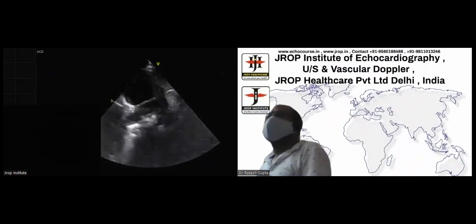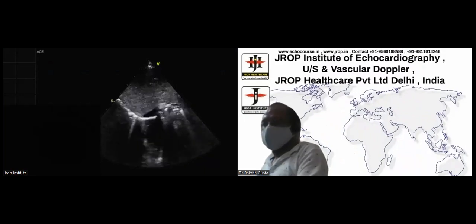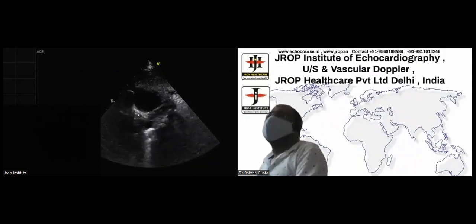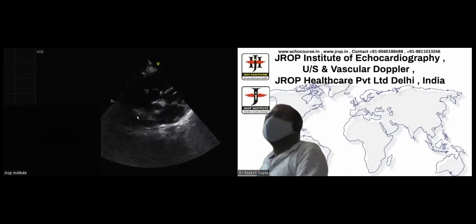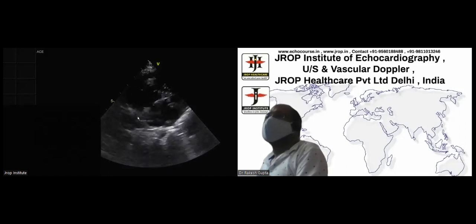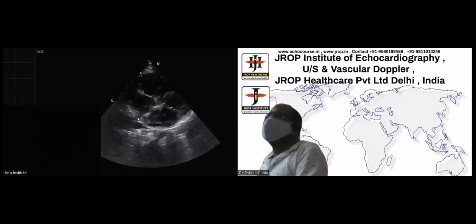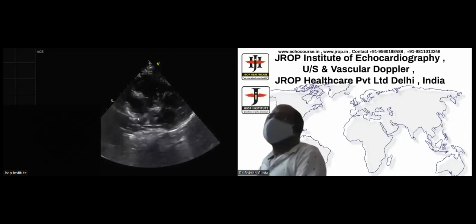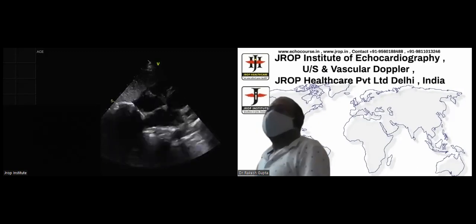the bicaval view. Look, here is an IVC, here is an IVC, and here would be the SVC. I cannot press this child too much. Here is an IVC, here is an SVC. This is what is known as bicaval view, which is equivalent to the transverse view. All right, we go back again.